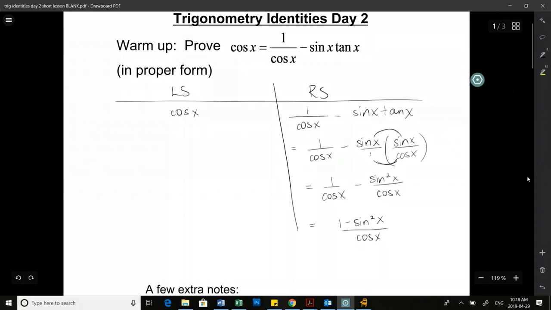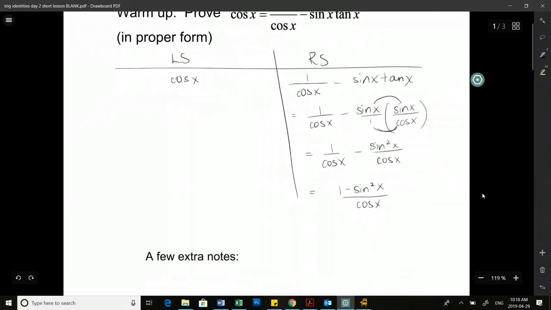And we're so close right now. What are the last few steps here? Kendall? The numerator can change into cos squared x. That's right. And cos squared x divided by cos, we can cancel 1 out from each, and we're just left with a cos x on top.